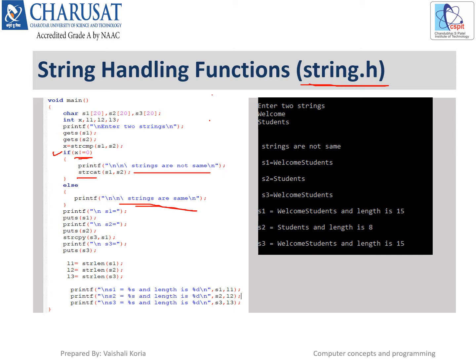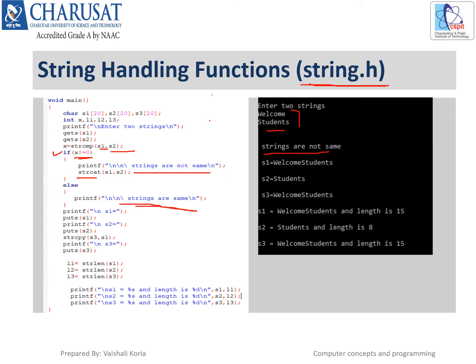So here the values of s1 and s2 in this program are what? s1 is welcome, and s2 is student, right? So obviously these strings are not same, so here the message is printed that strings are not same, and then this strcat function is called. Okay, now what can be the return type or return value of this strcat function? So what it will do, it will append the characters of s2 to s1. Okay, so from these two arguments the value of s1 will get updated.